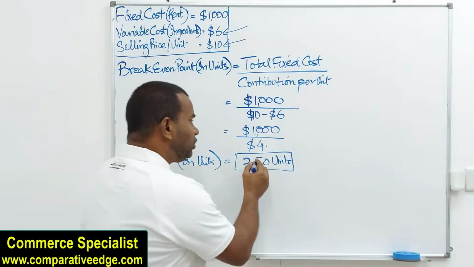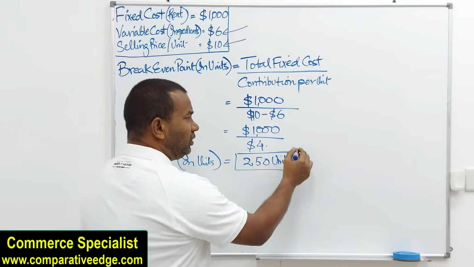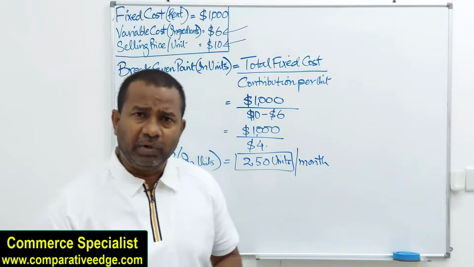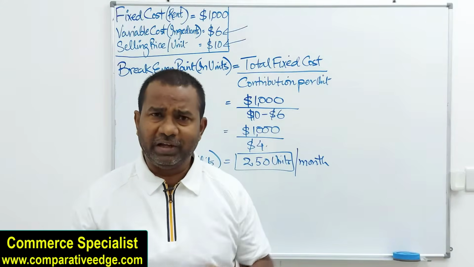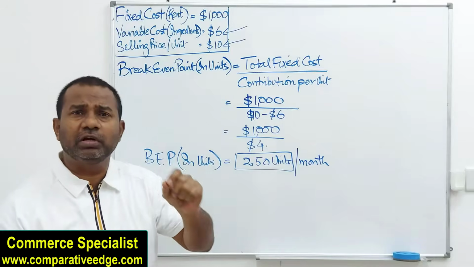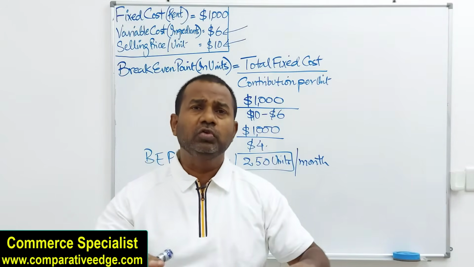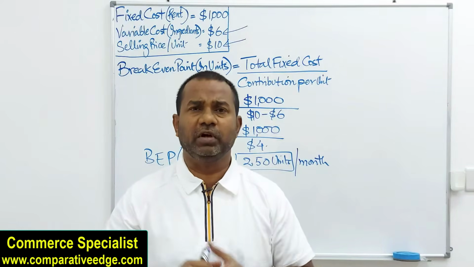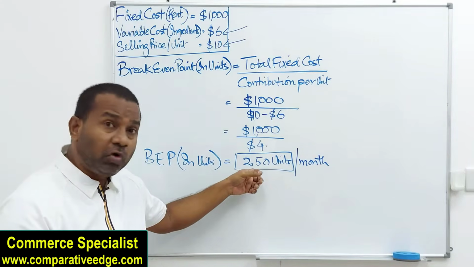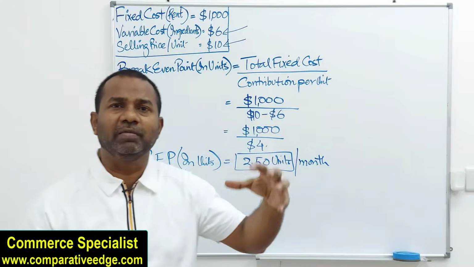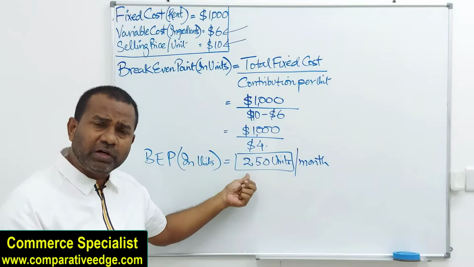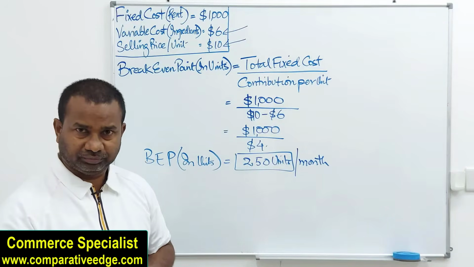Unless you sell 250 chicken rolls a month, you better not think about making profits. Profit is far away. You must sell 250 chicken rolls to break even, to cover all your variable and fixed cost. And once you sell more than this, your profit starts coming in. If you're selling less than 250 units, you are going into a loss.